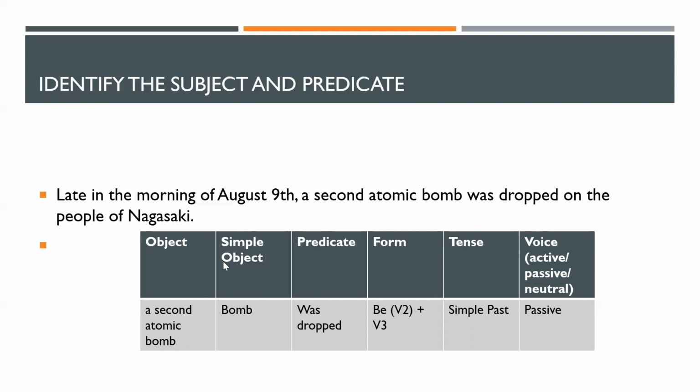Why do I have simple object here, not simple subject as usual? Because we have passive, right? If it is passive, the beginning of the sentence will be the object, not the subject. So we have was dropped. Okay, was dropped like this, and then you have be in the form of verb 2 plus verb 3, and then you have simple past. Why? Because we have verb 2 here. And because you have be plus verb 3, it will be passive. Okay.